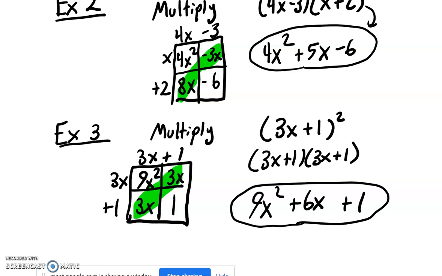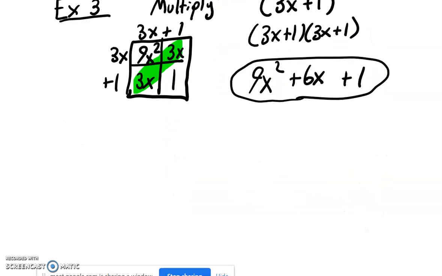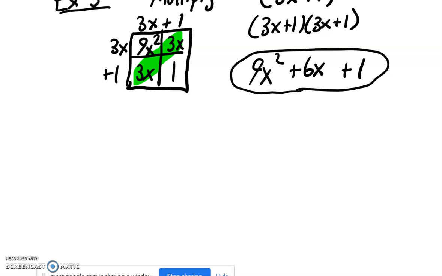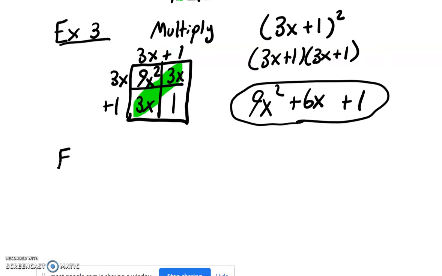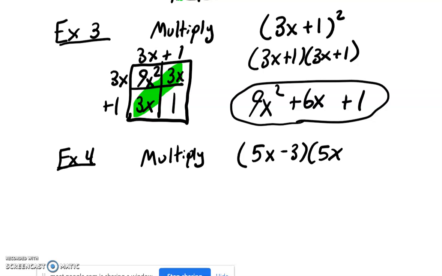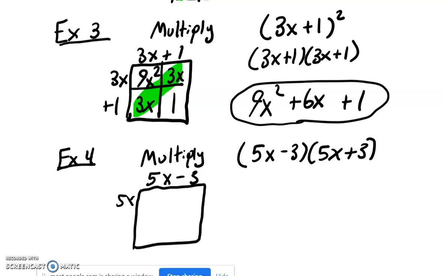All right, last example. So this is another special type of problem. So let's say that I was asked to multiply 5x minus 3 times 5x plus 3. So notice it's the same thing, it's just one's minus and one's plus. So something interesting happens with these types of problems. So I have 5x minus 3, 5x plus 3. And I want to emphasize something.